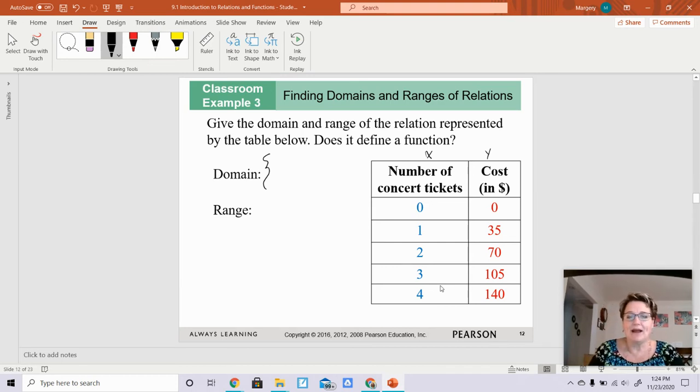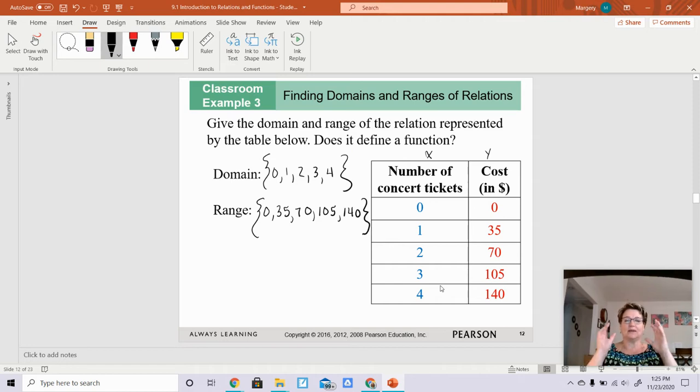So if I buy 0 tickets, 1 ticket, 2 tickets, 3 tickets, or 4 tickets, these are your domains. Your ranges are 0. If you buy none, it costs you nothing. If you buy 1, it's $35, then $70, then $105, and then $140. So the domain is all of the X values. The range is all of the Y values.